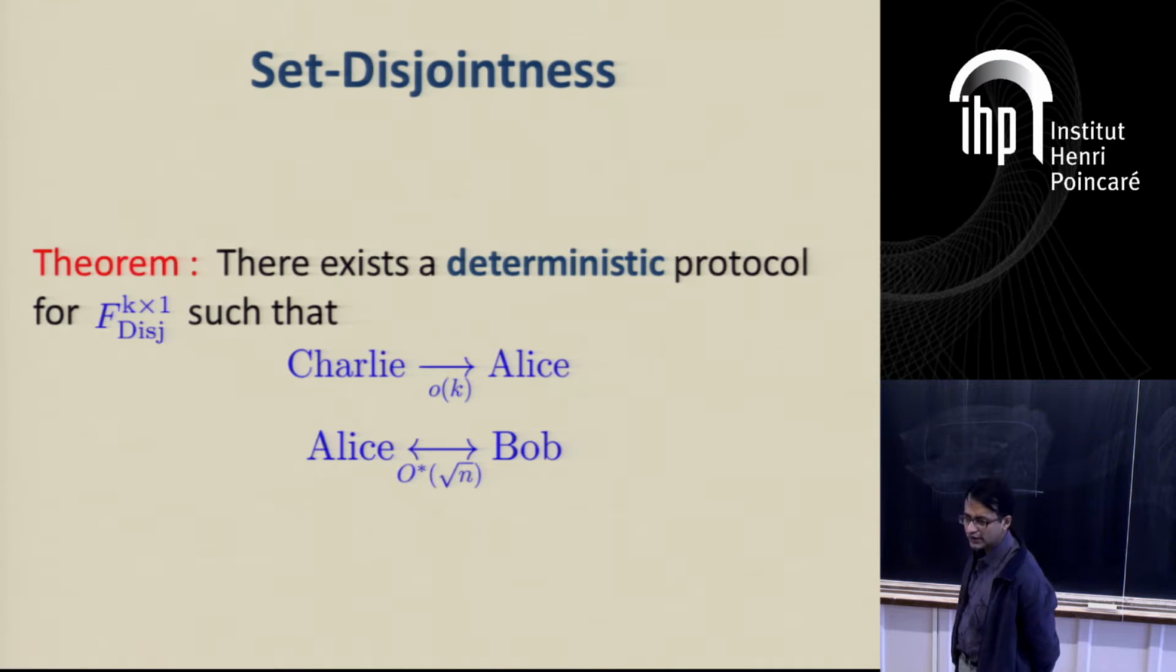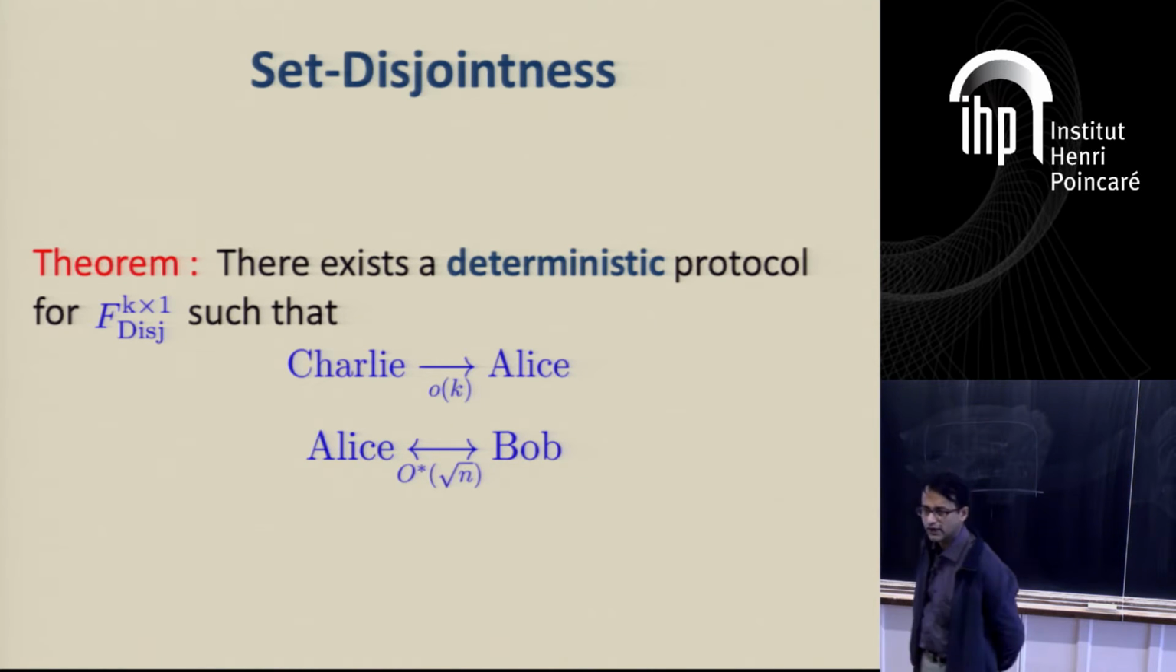So for set disjointness as well, one can show the following: in fact there exists a deterministic protocol in which Charlie will give really very few bits of advice, again about log n or log squared n, and then Alice and Bob will communicate about square root of n bits.